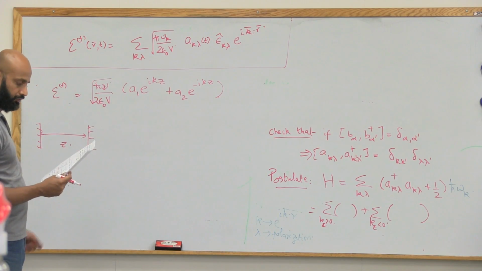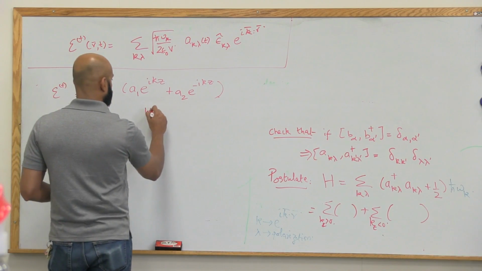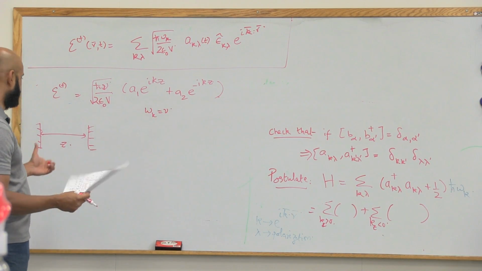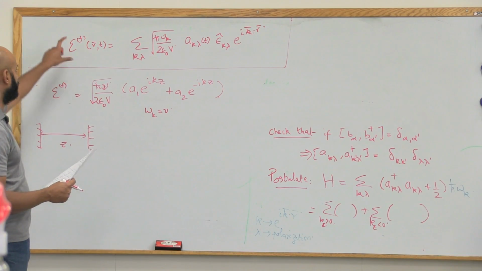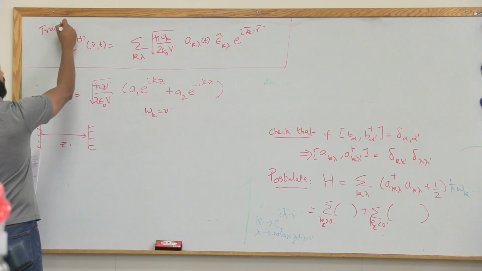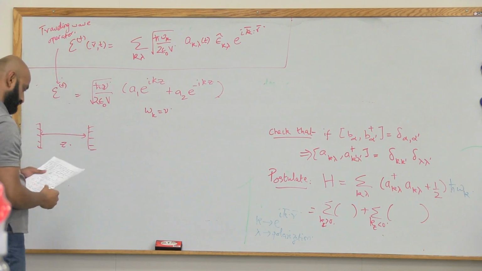For what I've written down for a single mode, single frequency, omega k equals nu. That's just a single frequency in one dimension. This is the traveling wave operator. So again, this is the running wave or traveling wave field operator that I have written down over here.